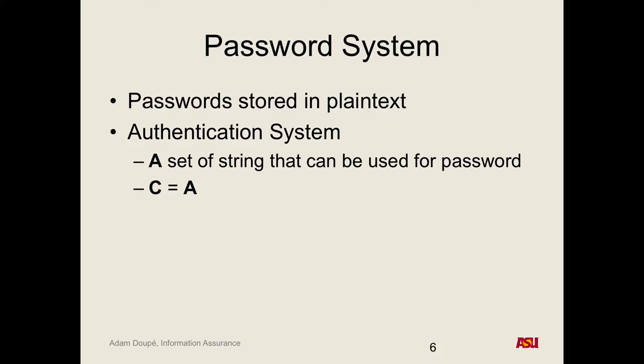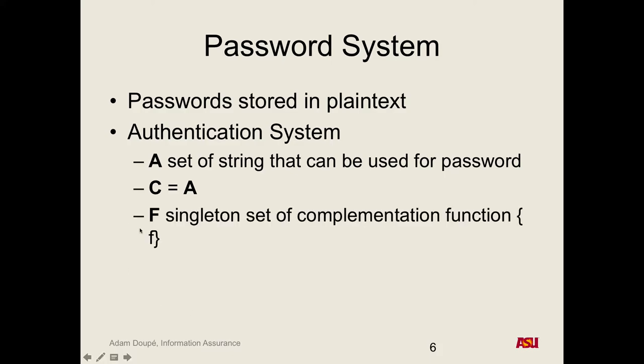It's not talking about a specific system and saying, okay, we have these complementary informations and these passwords and this is how we do this. But it's nice because then we can use, for instance, F here, which is a singleton set, so there's only one element in that set, that's F. So what's the function F in this case, the lowercase f? That's the identity function, right? So it returns whatever the argument is. So this just maps every A to the exact same element in C.